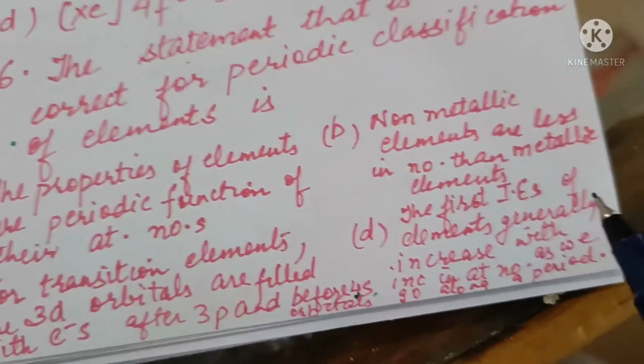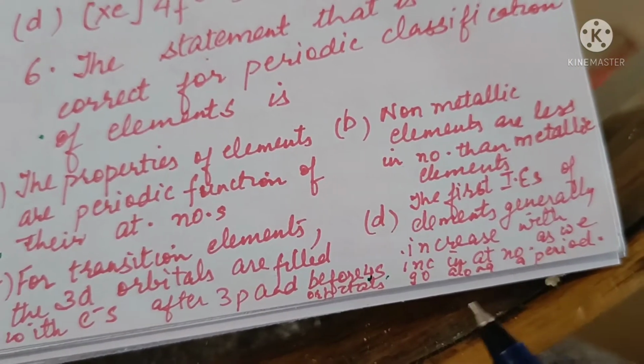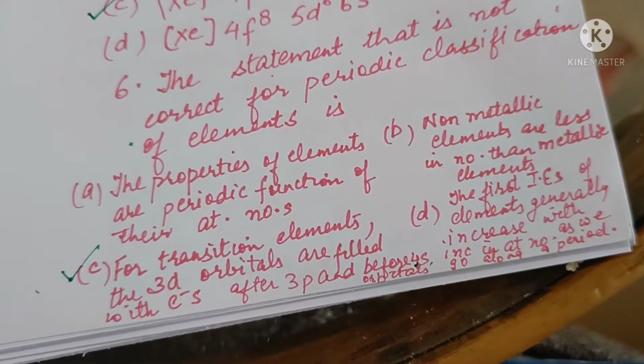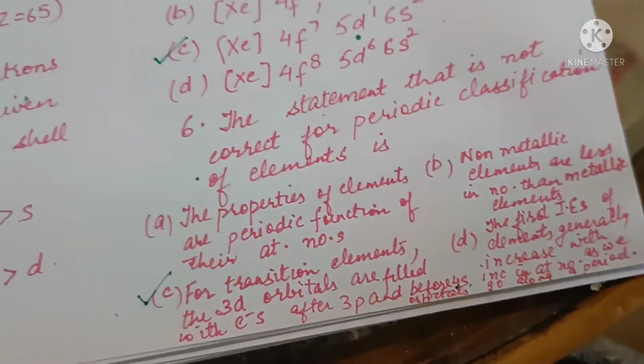The first ionization enthalpy of element generally increases with increase in atomic number as we go along a period. True, because as we go along a period the atomic size decreases, so ionization enthalpy increases.